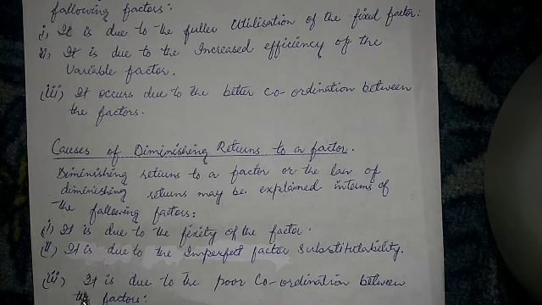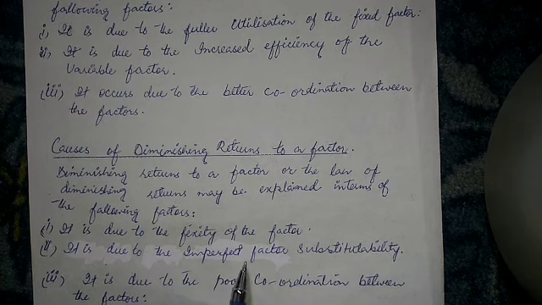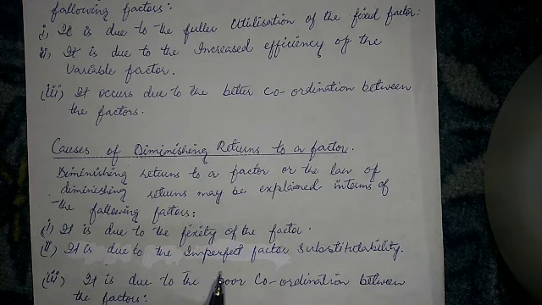Now, see, it is also due to imperfect factor substitutability. You see, factors of production are imperfect substitutes for each other. More and more of labor, for example, cannot be continuously used in place of additional capital. Accordingly, diminishing returns to the variable factor become inevitable.